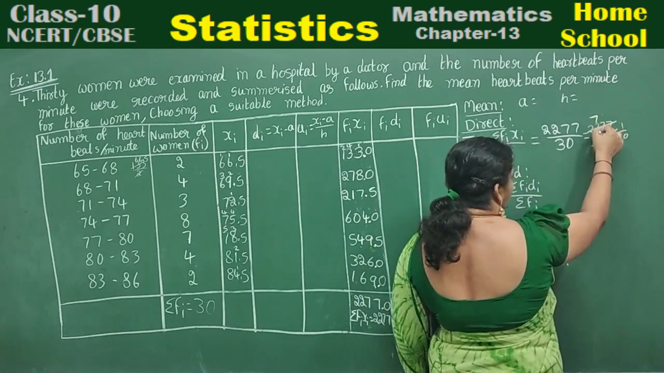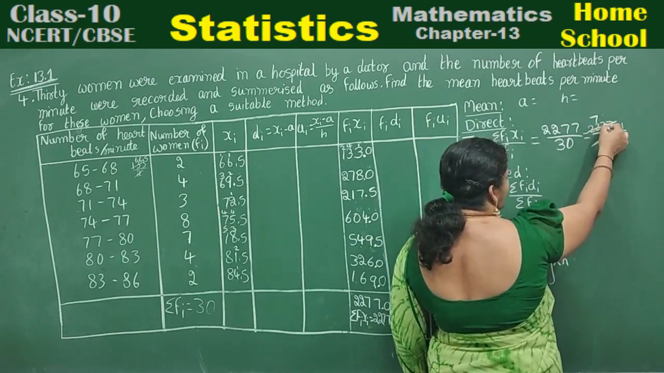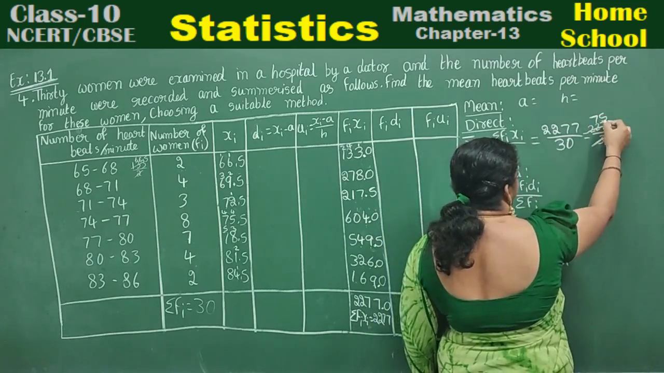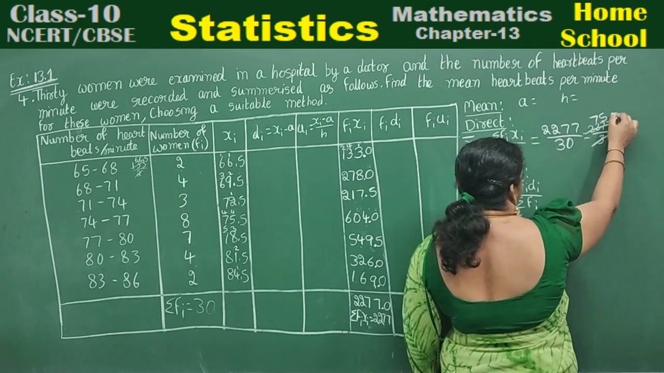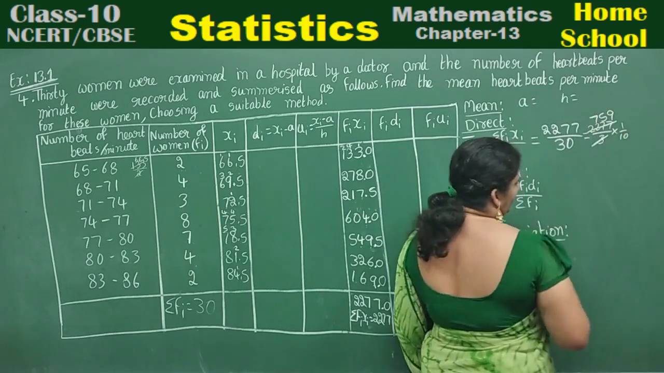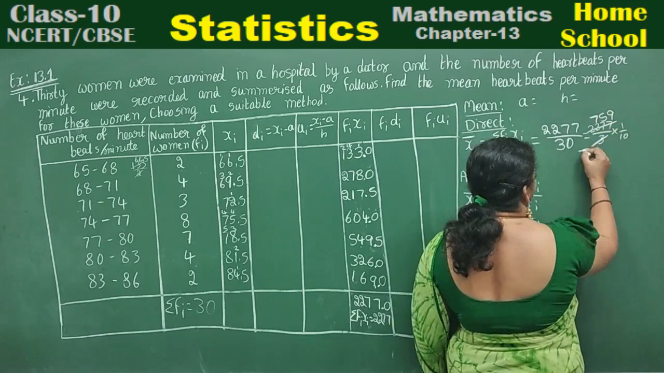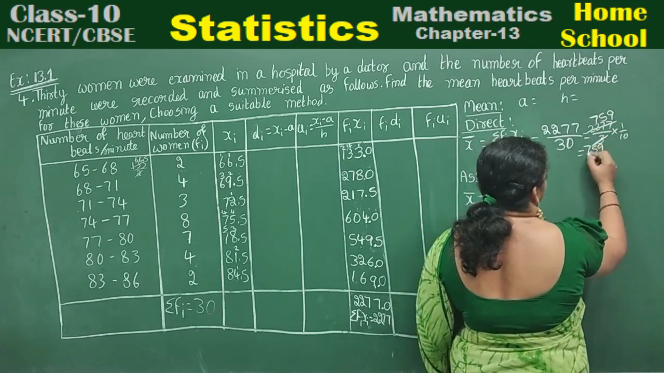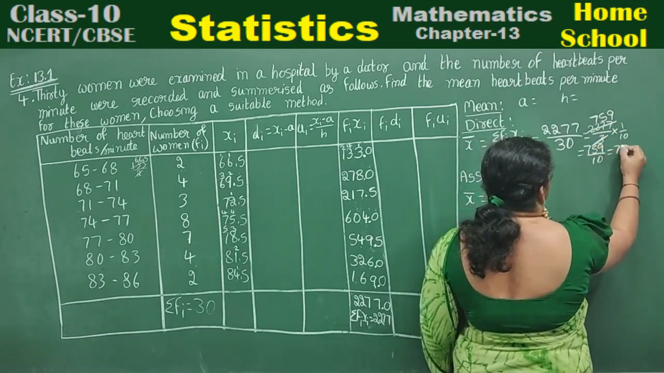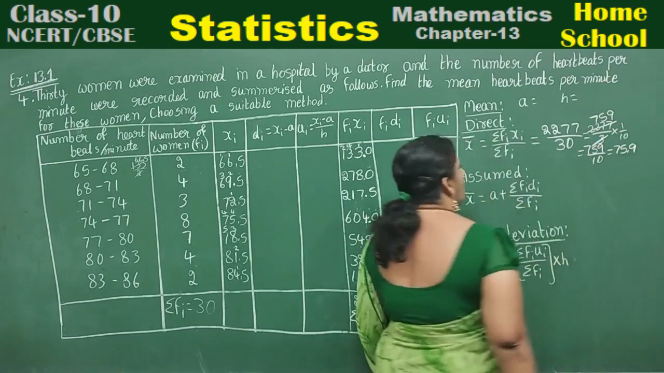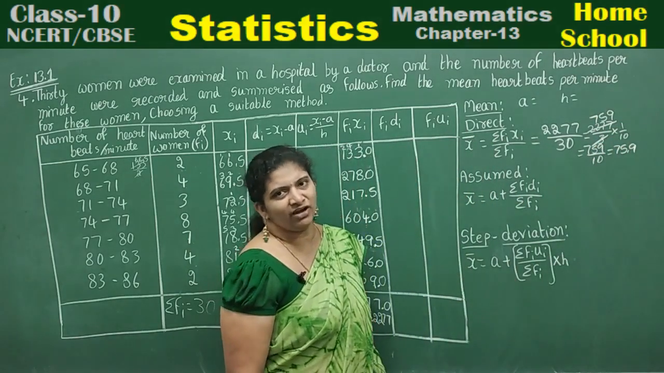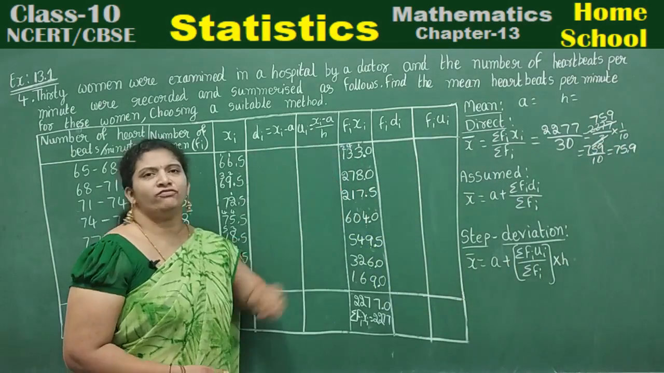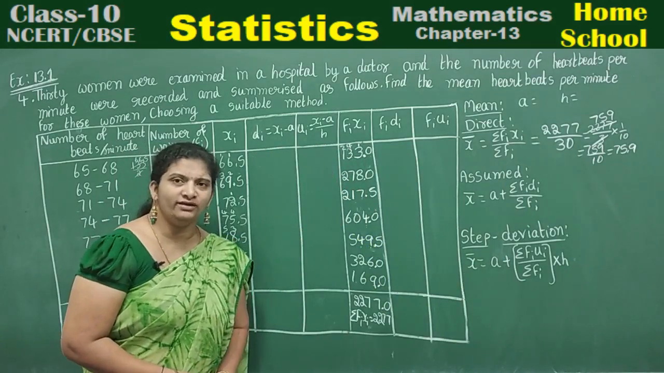3 sevens are 21. 1 left here, 17. 3 fives are 15. Again 27. 3 nines are 27. 759 by 10. Now you can write it as 75.9. Therefore, mean value is 75.9.